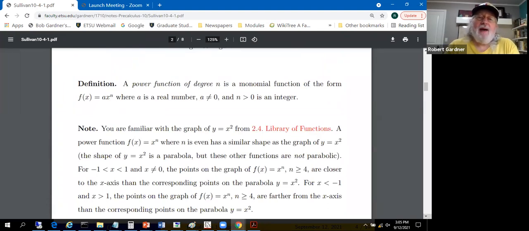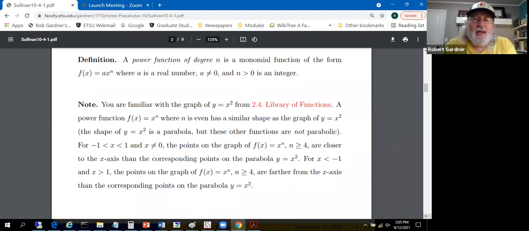A simple power function of degree n is a special polynomial function. It is a monomial function of the form f of x equals ax to the n. A is a real number, not zero, and n is a positive integer here. So we're requiring n be greater than or equal to 1, an integer. Power functions will play a role in something called end behavior that we'll address here in a little while.